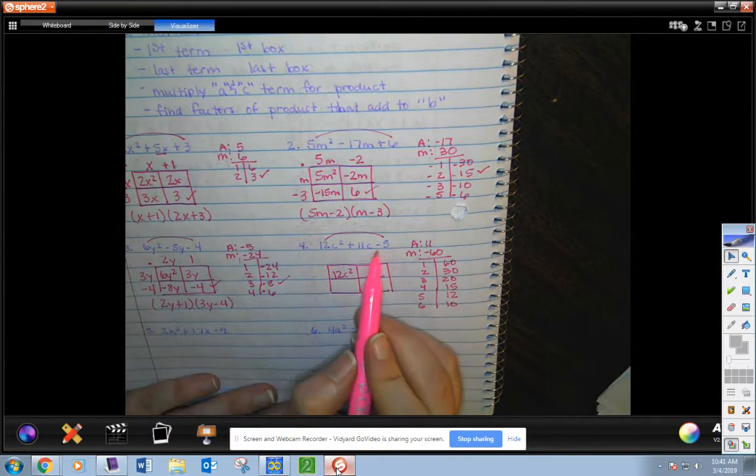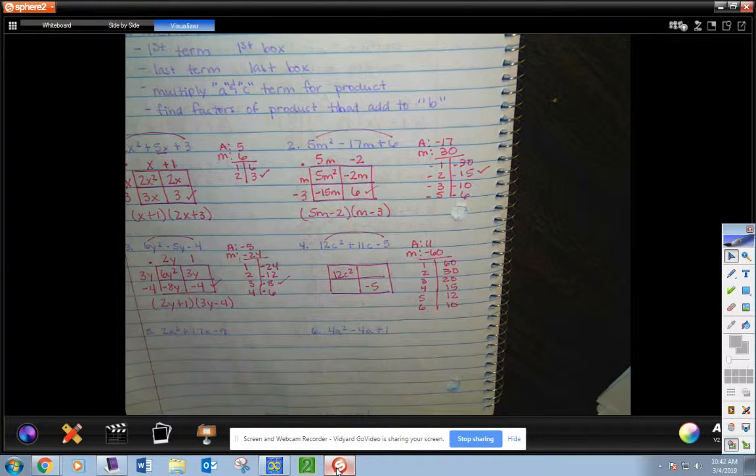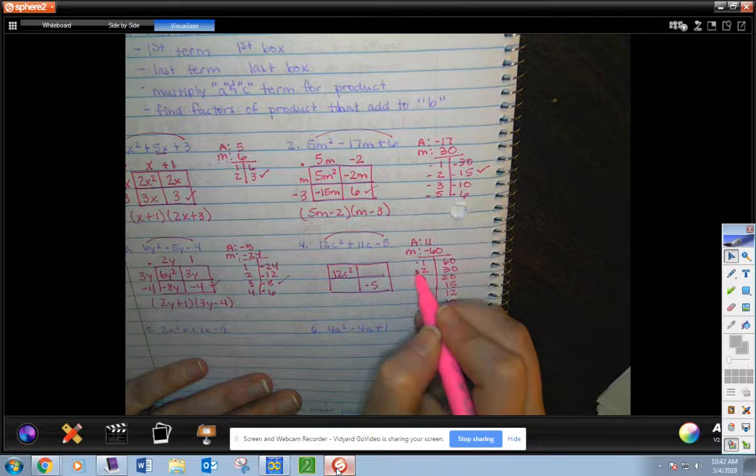Okay, since I have a minus sign in the back, I know my signs are opposite, and the plus sign tells me that the big number is positive, so I'm going to make all my small numbers negative.